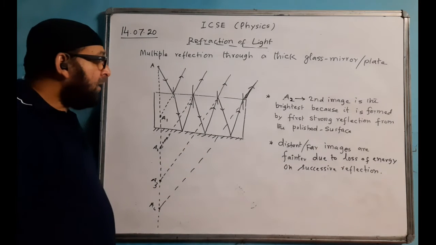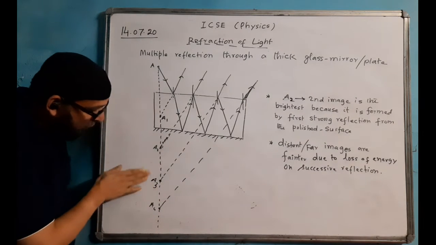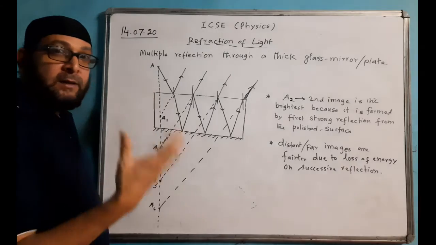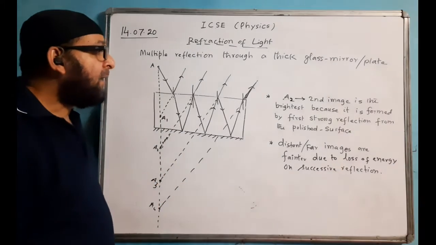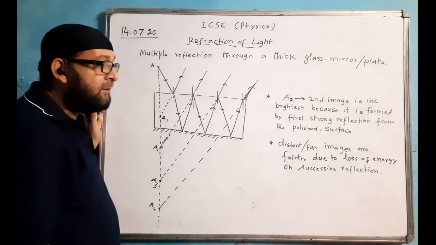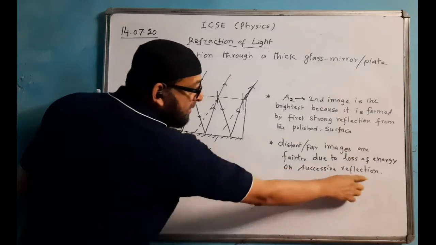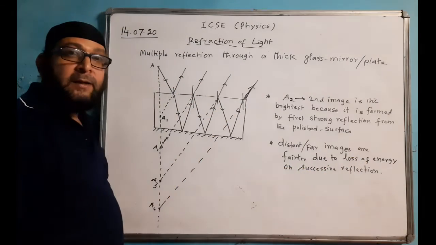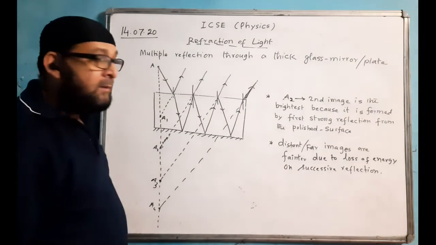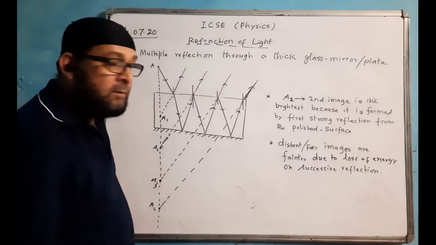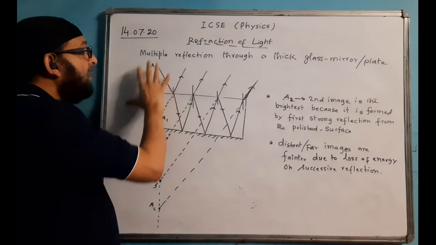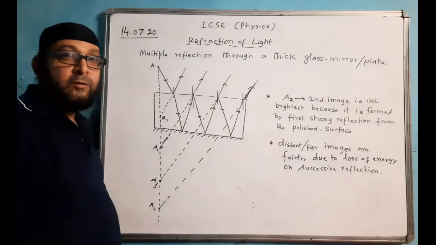Now, another point to be noted here. Far images, distant images, will be fainter. They will have less brightness. Brightness will keep on decreasing. Why? Because every time a reflection takes place, there is a loss of energy also taking place. Due to loss of energy on each successive reflection, the brightness of the images keeps on decreasing. So far images will become less bright, or faint. They will be fainter. So this is the case of multiple reflection through a glass mirror or through a glass plate.